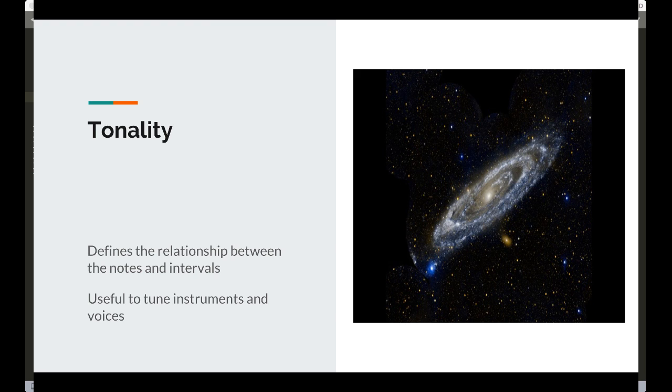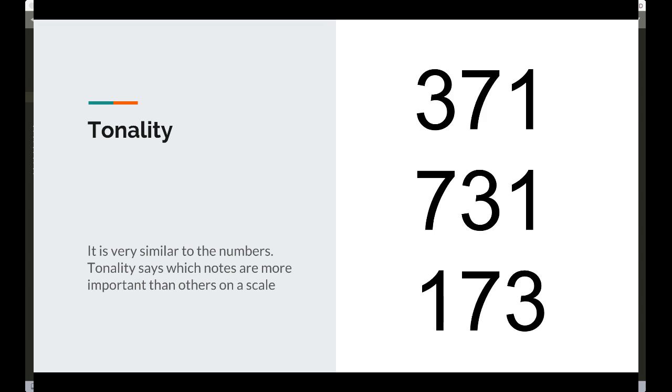It actually defines the relationship between the notes and the intervals. If we make a similarity with nature, it is something like gravity. Gravity defines how the planets and the stars behave among themselves, but you don't see it. So it is something similar, okay? And then this is the last comparison. Imagine we have 3 numbers: 1, 3, and 7. The way you combine them is going to give you different numbers and different values. It is not the same, 371 than 731. Okay, it is not the same.